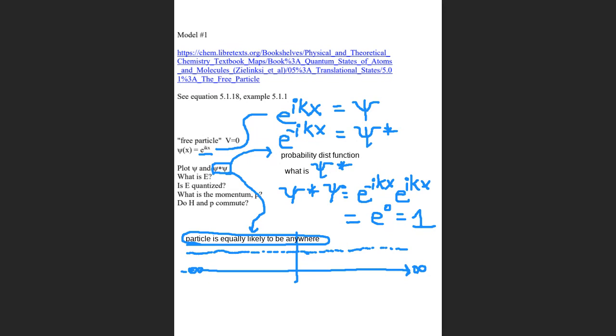I should have mentioned, and this will appear in the links, it's also possible for psi to be e to the negative ikx. If you let this be psi, you'll see that the energy is still h bar k squared over 2m.